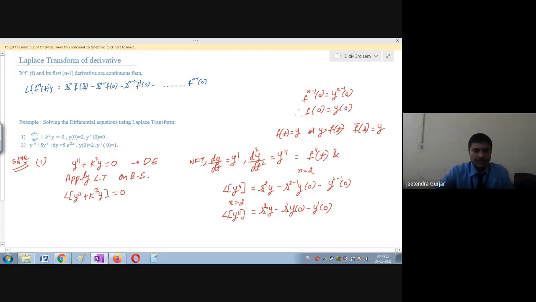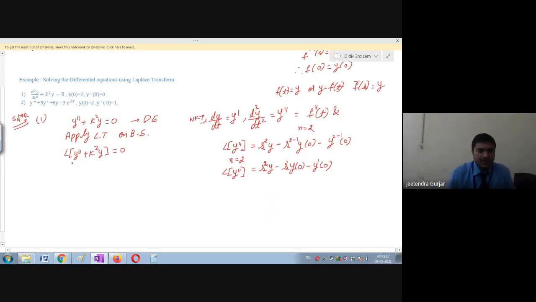Okay, so now I will substitute this value. Therefore, this will become, in this form, s square y minus s raised to 1, which is s only, so there is no change in the s. Y of 0 minus, you can see this is y dash, meaning first derivative. Please remember this. This is a derivative. Y raised to 2 minus 1 becomes y raised to 1, which is the derivative y dash of 0, plus. So I have written the Laplace transform of y double dash.